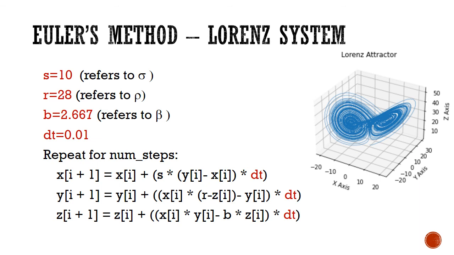So this is a pseudocode for applying Euler's method to the Lorenz system. Here we consider dt is equal to 0.01. By performing these iterations, we obtain the values of x, y and z. And plotting them, we get the butterfly pattern of the Lorenz attractor.